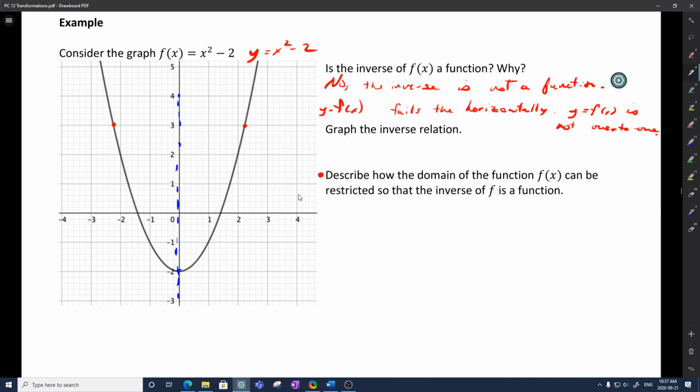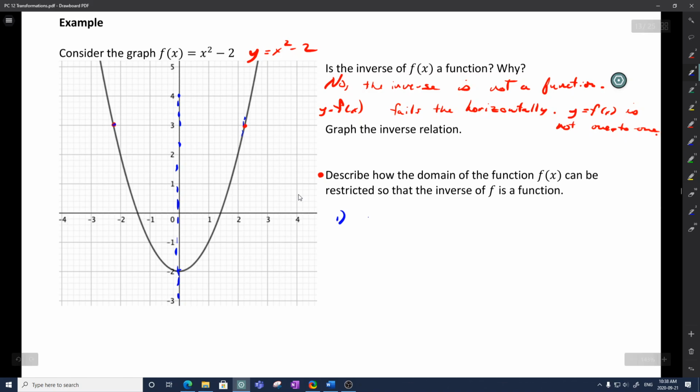Also, that was just one cut. So for instance, you could say, well, I'm going to cut it right here as well, and I'm going to include that, so that I'm only going to include this arm, if you wished, right? Absolutely. However, if you cut it here and go right, well then that fails the horizontal line test. So how can we restrict the domain? Well, I'm going to say one of 2 ways. You can't have both.